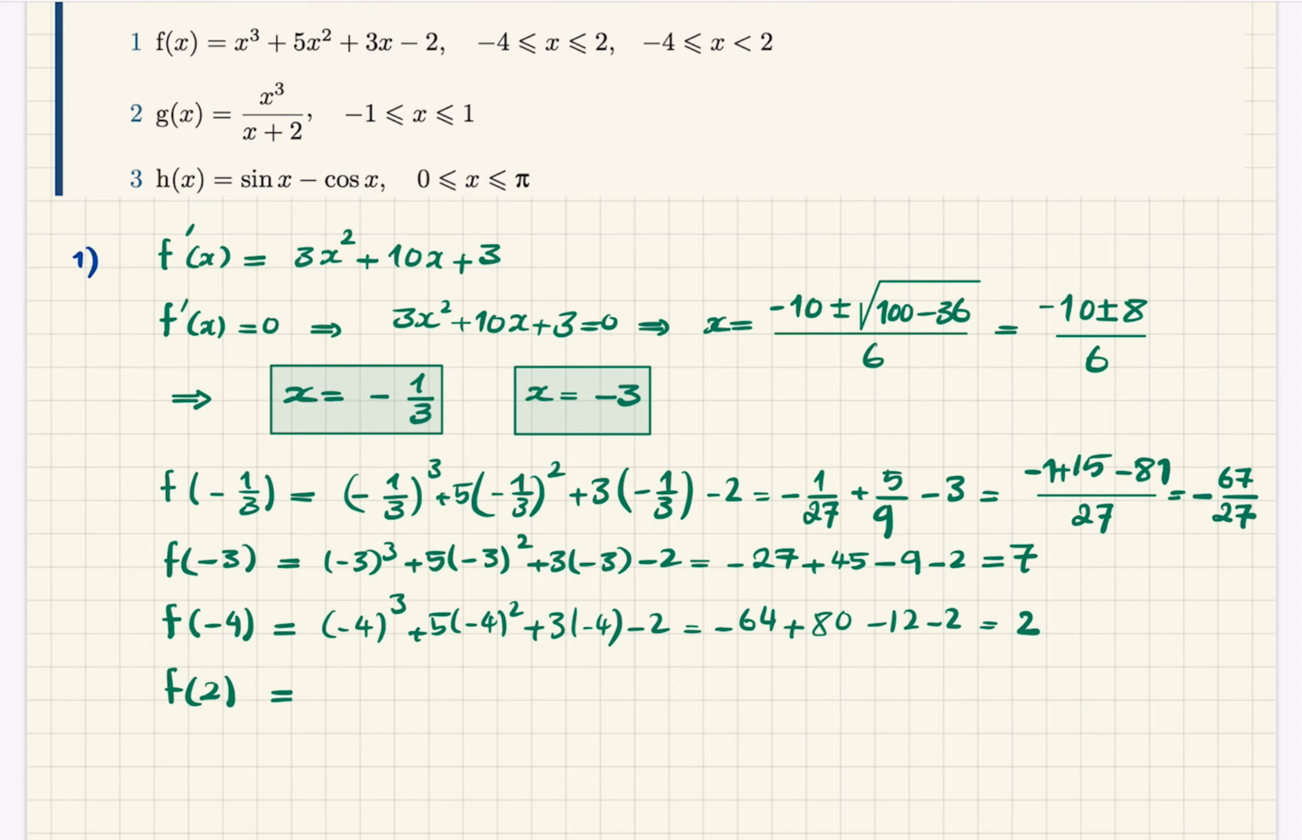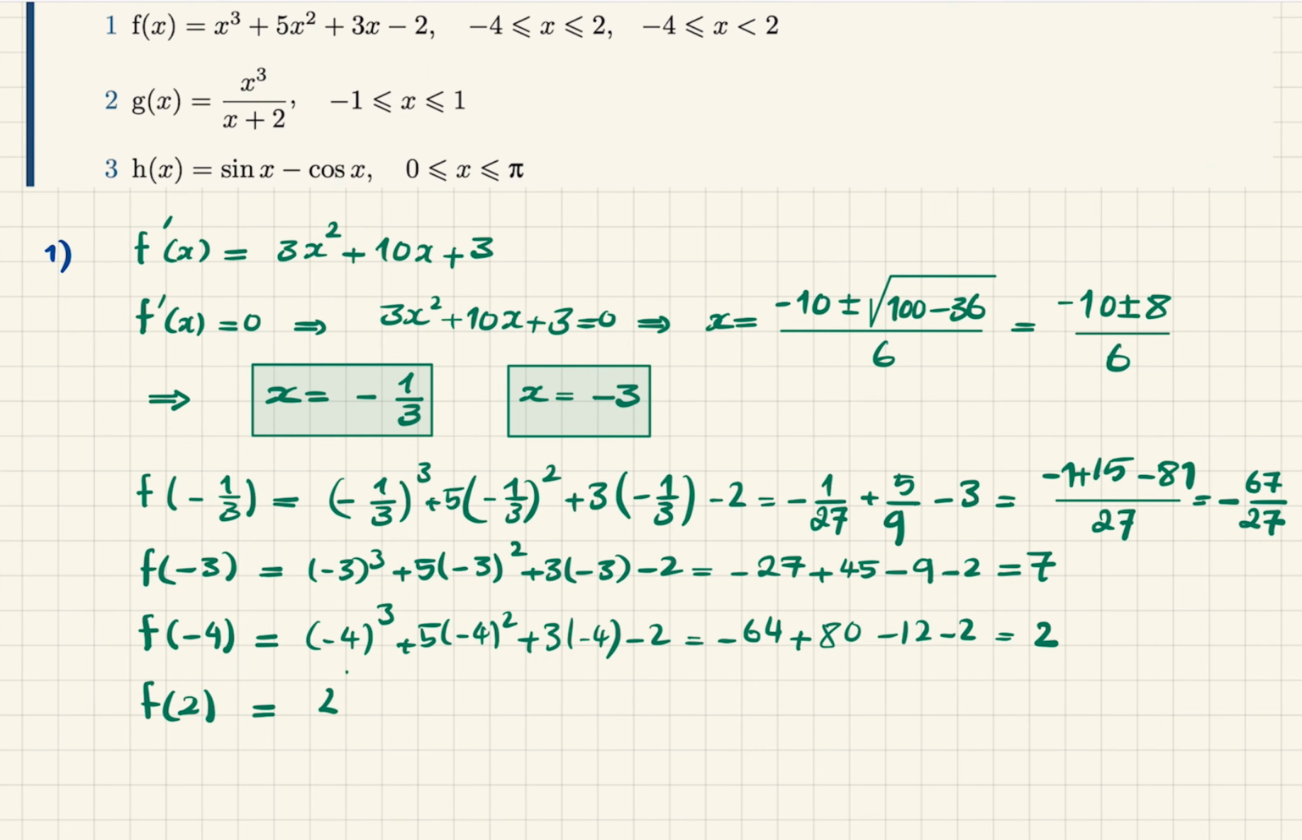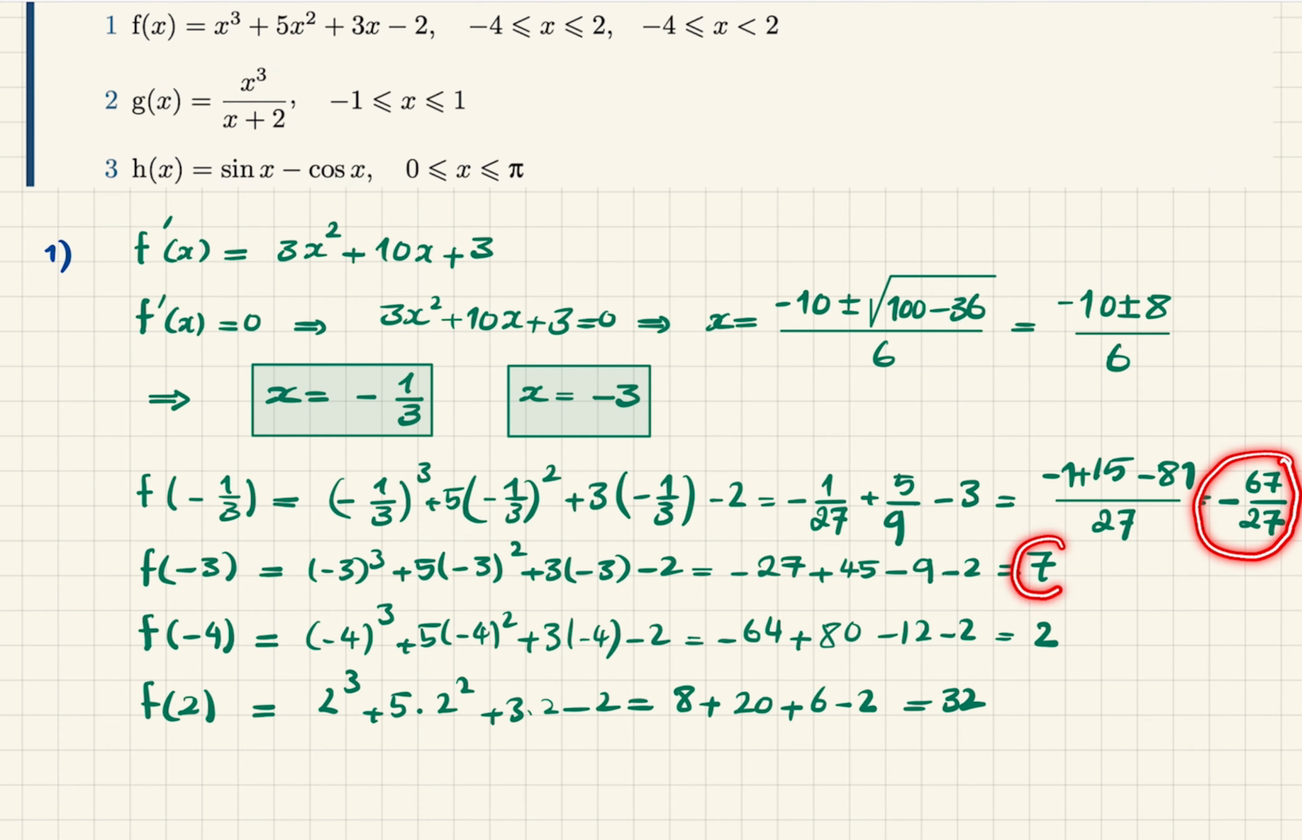Finally f of 2, it's 2 to the power 3 plus 5 times 2 to the power 2 plus 3 times 2 minus 2. This is 8 plus 20 plus 6 minus 2. What is this? 32. Okay, now what you need to do is to compare these numbers you have in your list. The highest value is your maximum and the lowest value is your minimum.